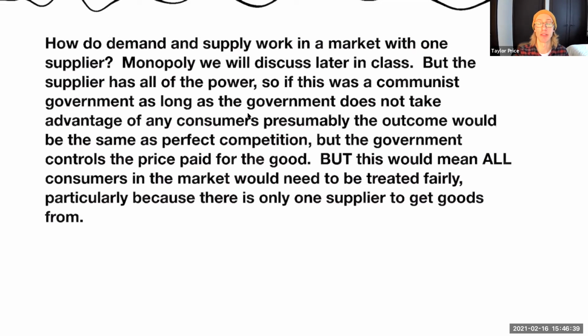But that is contingent upon the government not taking advantage of the buyers in the market, because the government controls the price paid for the good since it's the only supplier of the good. That effectively means that all consumers in the market would need to be treated fairly, particularly because there's only one supplier to get the good from. So that's something to think about as far as monopolies. When we get into monopolies, that's a really, really important thing to remember.